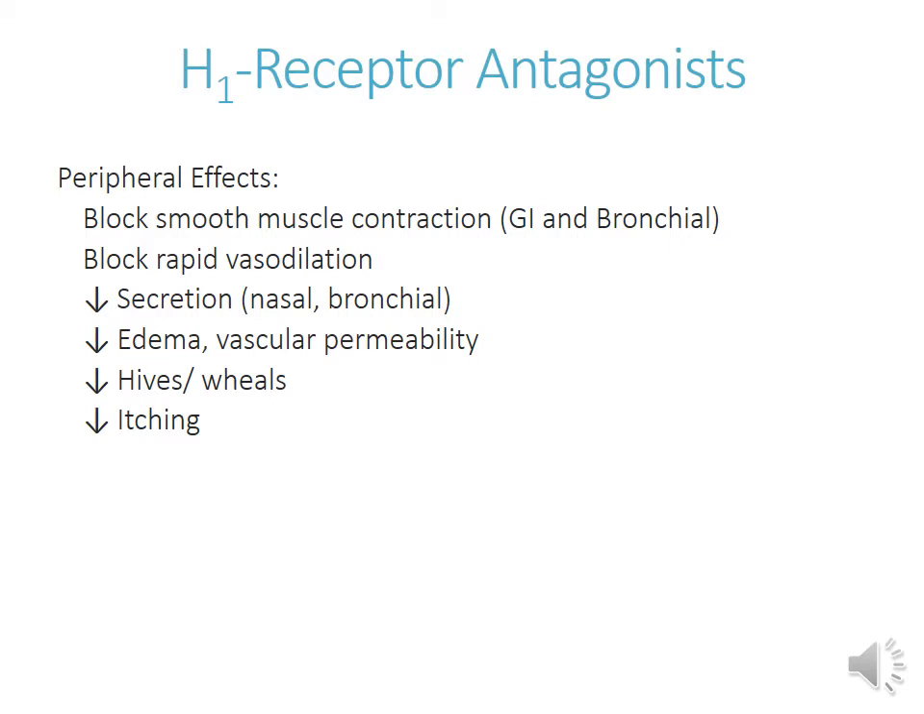So when you have an H1 receptor antagonist, the big things we're going to be seeing are the peripheral effects. Again, we're going to be talking about central effects and peripheral effects of H1 blockers. The big thing we're going to be seeing here is that we want them to block the smooth muscle contraction, both in the GI tract and the bronchial tract. They're also going to help block some of this rapid vasodilation that's occurring here.